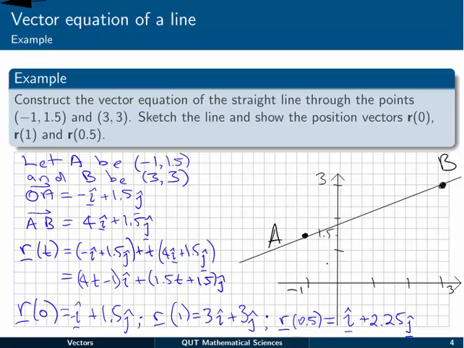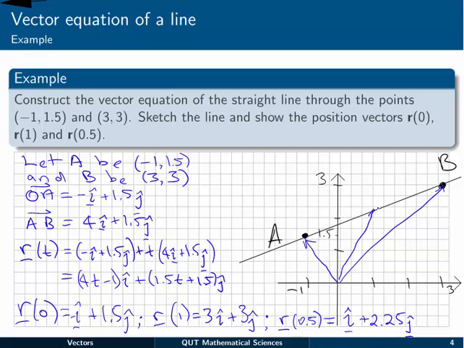We can see it pointing directly at A. R of 1 should be when we're moving from O to A and then A to B. Because the parameter t is 1, we're just adding one lot of AB to the end. And we can see that it does indeed point to 3i and 3j. Finally, r of 0.5 takes us across 1 and up 2.25. And we can see that that's indeed the case, that the line is approximately at 2.25, give or take a little error from the sketch.